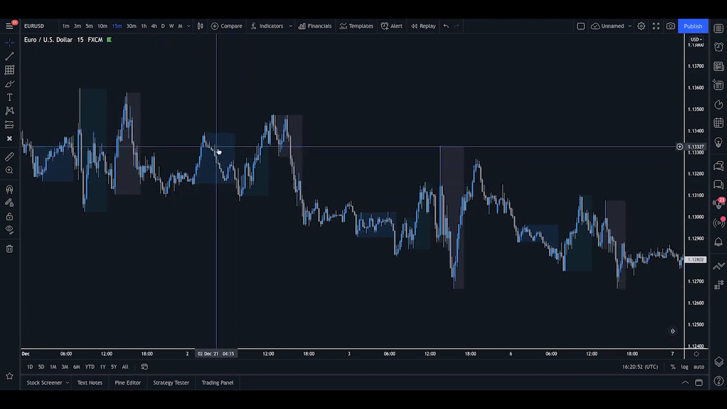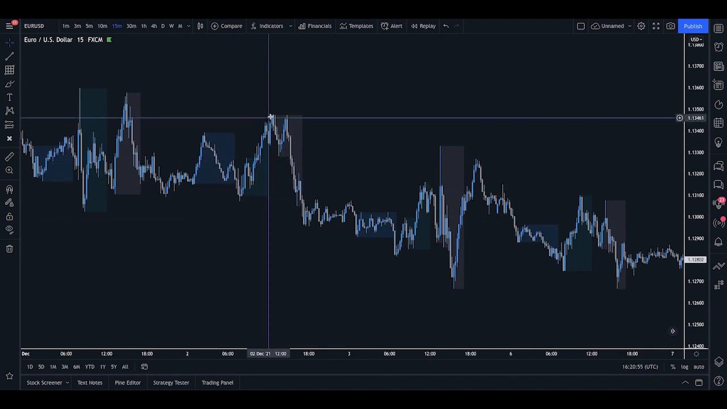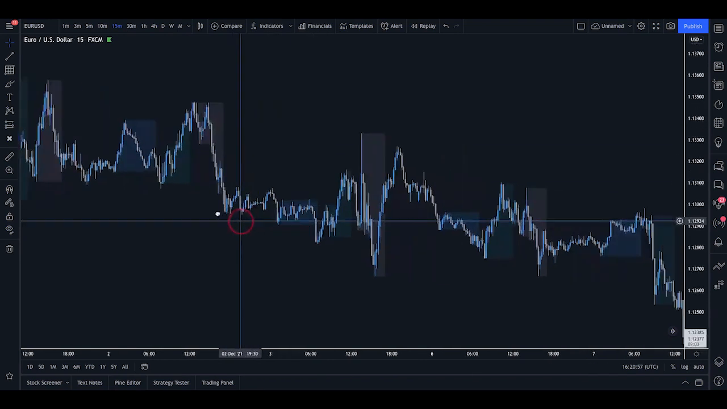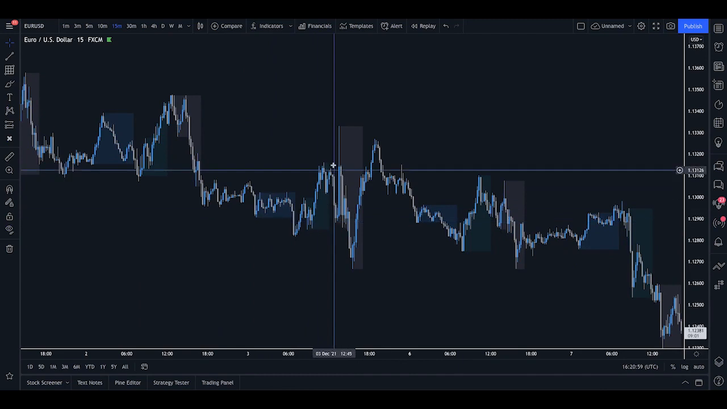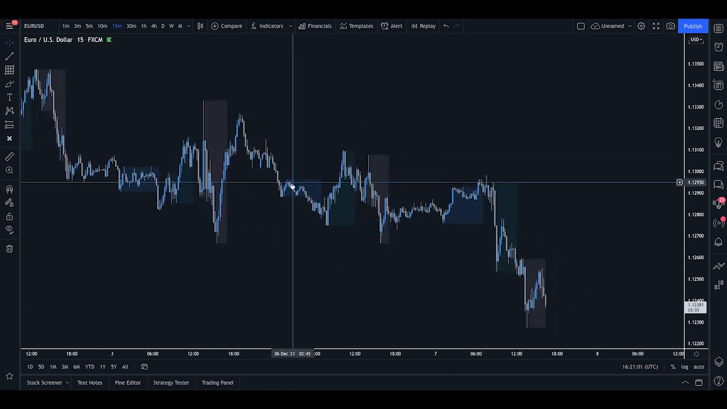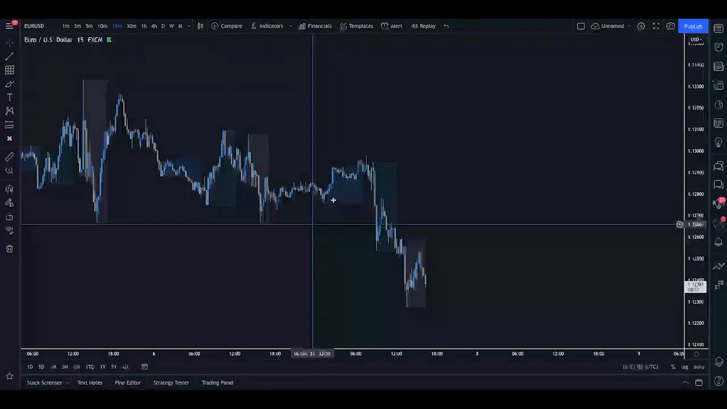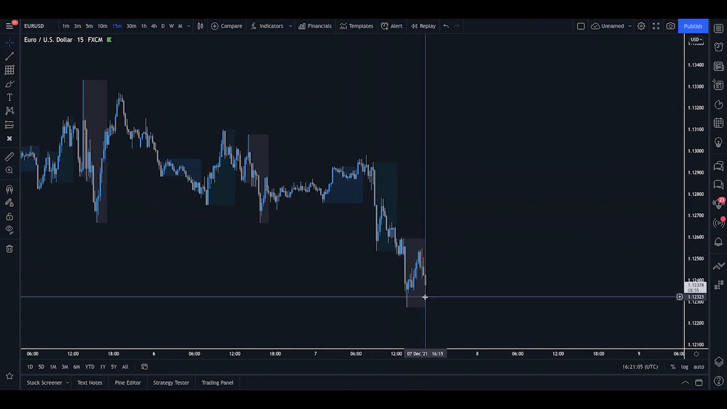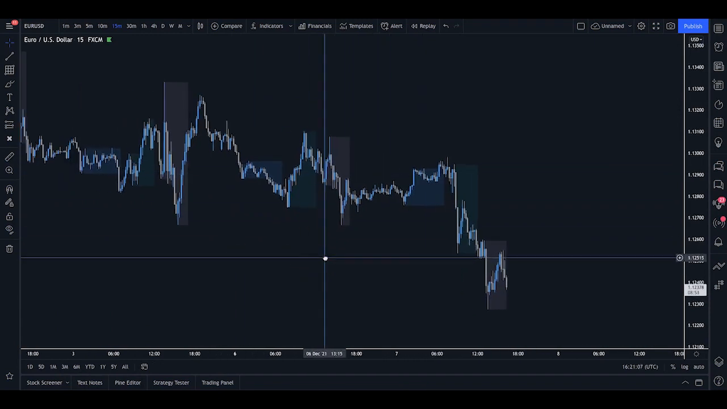Same again, we have the Asia consolidation area. Then we have a London push and a New York push. Asia consolidation, London push, New York push. Okay, so you can see that this is a very consistent thing, happens pretty much every single day.